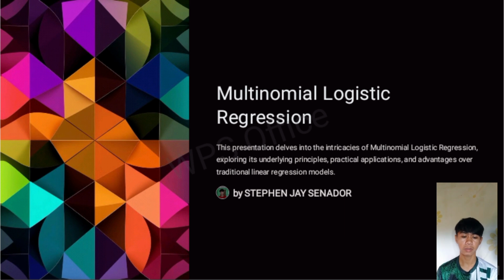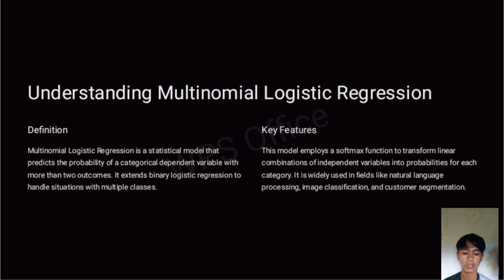This presentation delves into the intricacies of multinomial logistic regression, exploring the underlying principles, practical application, and advantages over traditional linear regression models. Understanding multinomial logistic regression. Definition: Multinomial logistic regression is a statistical model that predicts the probability of a categorical dependent variable with more than two outcomes. It extends binary logistic regression and handles situations with multiple classes.